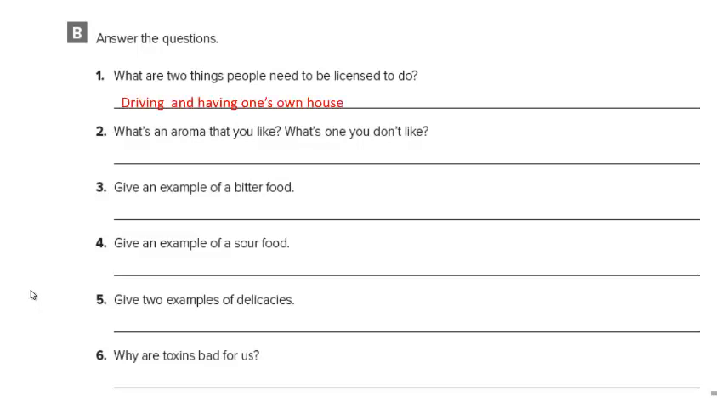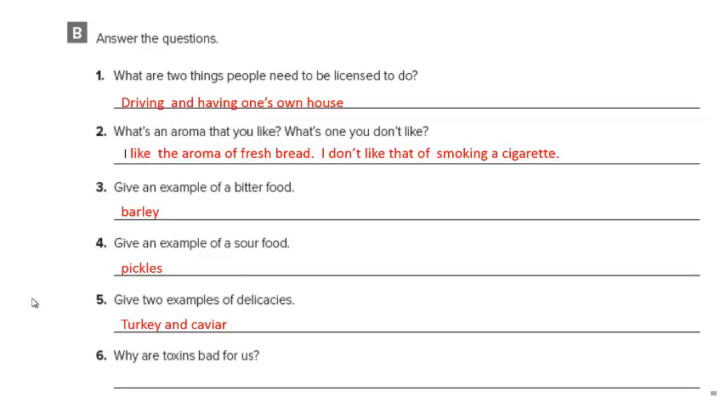Here are my suggestions. Driving and having one's own house are to be licensed. The aroma of fresh bread is very likable. It's my favorite, but I don't like that of smoking cigarettes. Bitter foods can be barley, sour, pickles. Give 2 examples of delicacies, turkey and caviar. Why are toxins bad for us? This is very important. Toxins damage enzymes and thus undermine countless bodily functions.